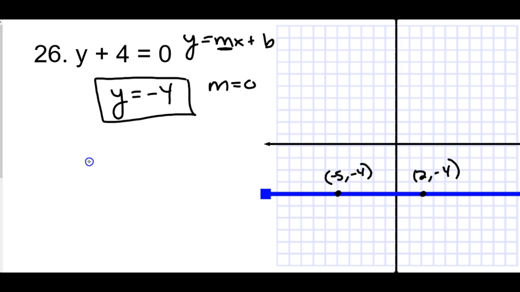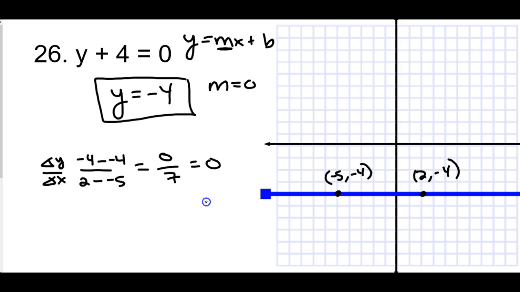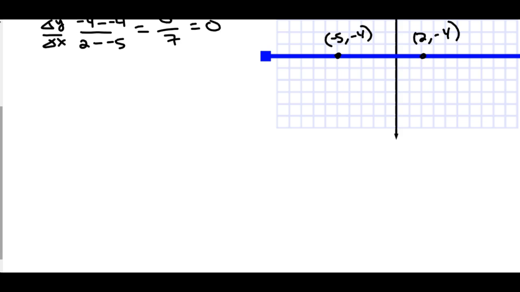Or if you did it using your equation as rise over run, if you subtract the y values over subtracting the x values, remember slope is delta y over delta x. So my change in x values is going to be 2 minus a negative 5. My change in y is going to be negative 4 minus a negative 4. So up top we get 0, in the bottom we get 7. 0 divided by 7 gives you 0. So no matter what point you pick, you're always going to get 0 for a slope there.